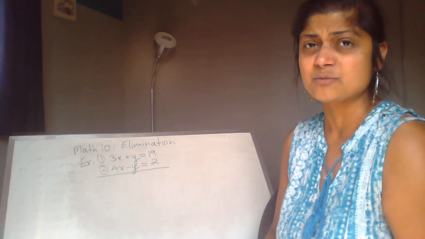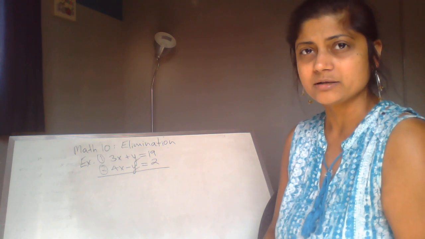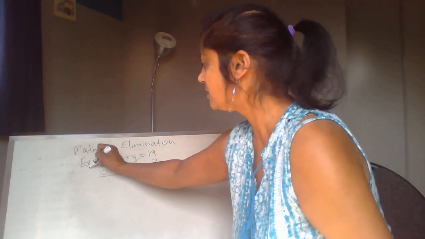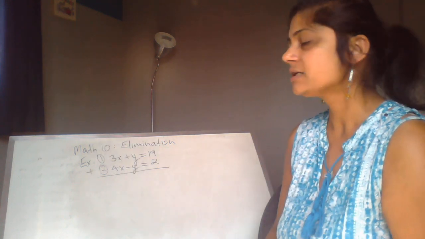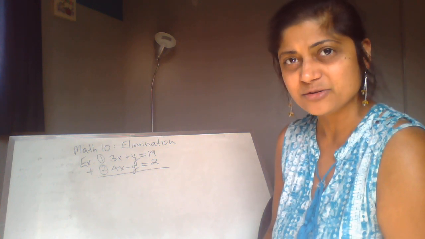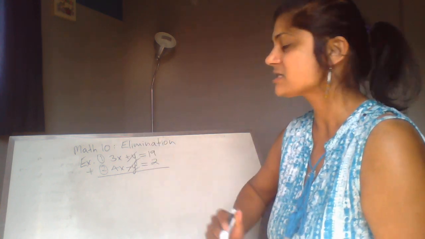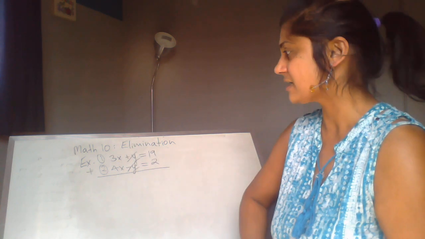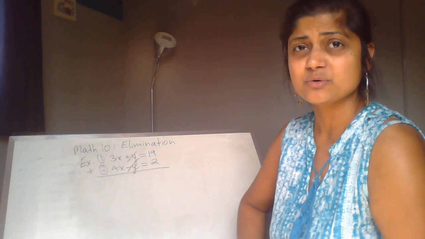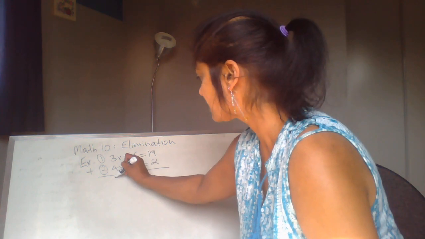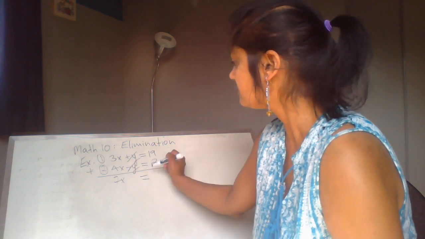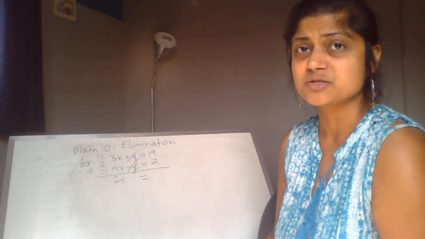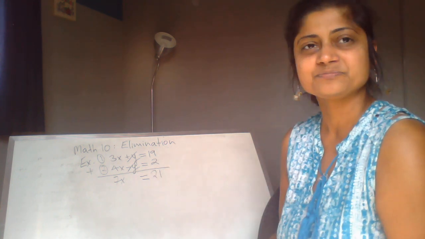Now, if I look at my example on the board, I notice that the y is plus 1y and minus 1y, okay? What I want to do is add these two equations together, and when I do that, I notice that the y cancels out. So I'm going to add the x's, putting the like terms together. So we're doing 3x plus 4x, all right? So 7x. And again, the y is gone. And then we add on the right side 19 plus 2, which is 21, okay?